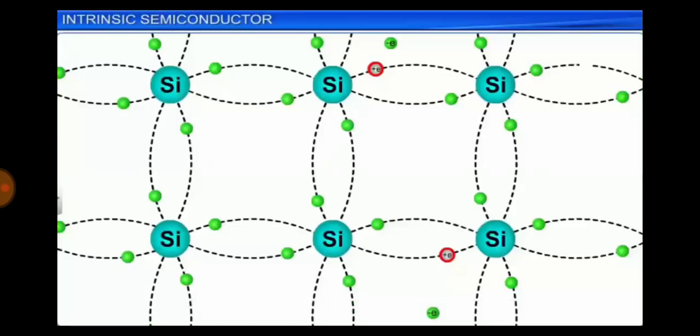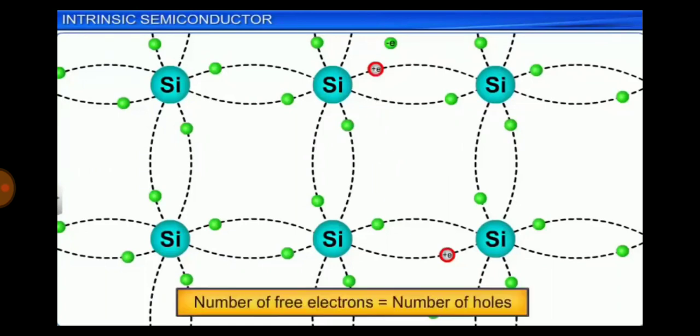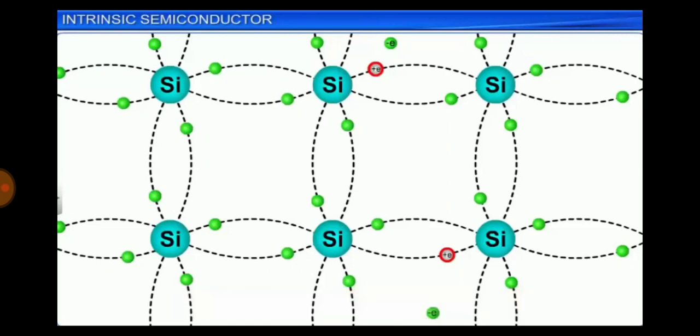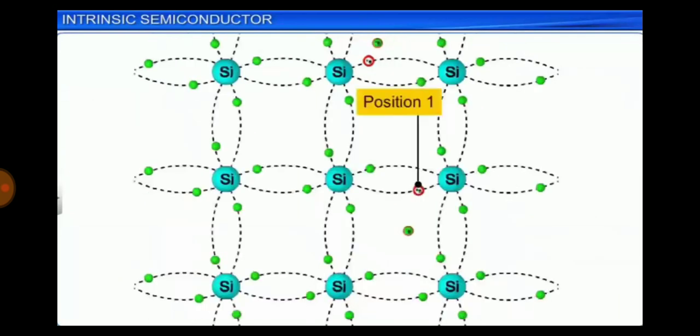See this one, children. Very simple. I am supplying heat energy. There will be a thermally generated electron. The vacancy created by electrons is known as a hole. Free electrons and holes are created. As I told, in an intrinsic semiconductor, the number of free electrons is always equal to the number of holes. Now you see the animation.